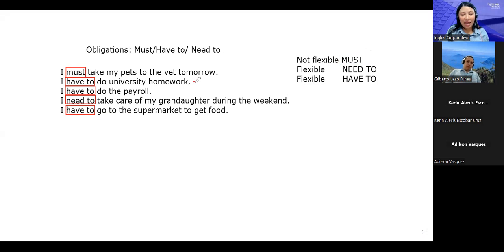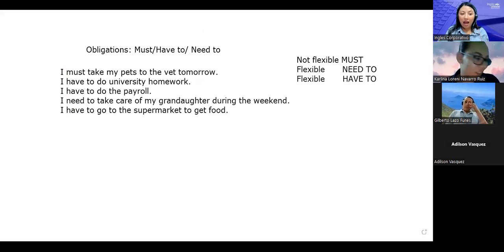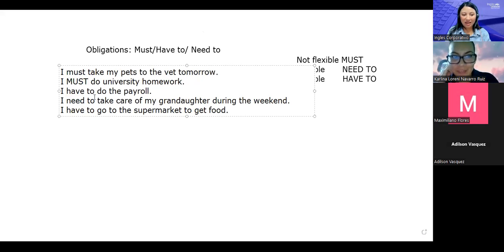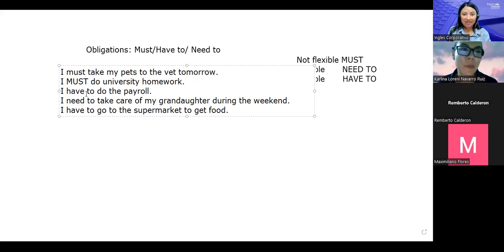Revisemos la número dos. I have to do university homework. Loreni, ¿eso es obligatorio que las haga mañana o todavía el domingo las puede hacer? No, tengo que hacerlas mañana porque mañana las tengo que entregar. Entonces, ¿sería have to? No. I must do university homework. Igual que la otra, tiene que ser must.